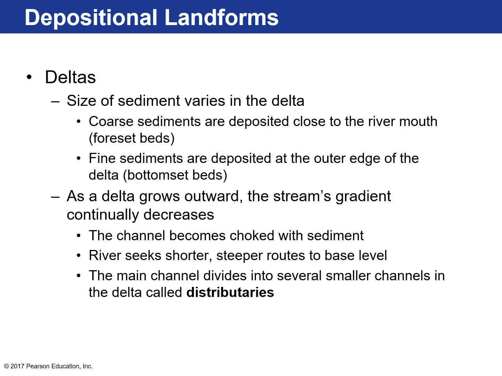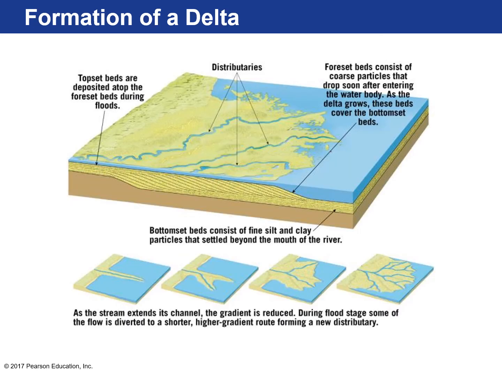Okay, the size of sediment varies in the delta. Coarse sediments are deposited closer to the river mouth. Finer sediments make it out further to the bottomset bed area, so deposition occurs. And a delta grows outwards, and it adjusts the stream's gradient, which continually decreases until the channel becomes choked up with sediment because it's deposited so much stuff that it diverts, okay? And it seeks a shorter route to the ocean. And so those are called distributaries. So that's how a delta evolves over time.